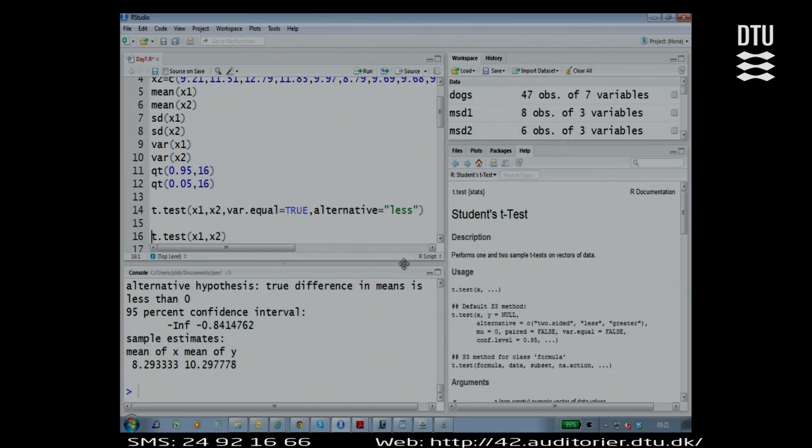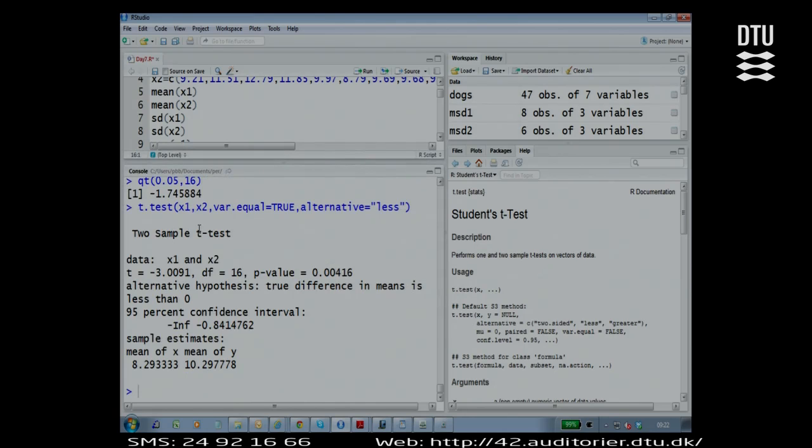Here it comes. Two-sample t-test. The t, as I've computed it, the degrees of freedom, and the p-value. Now it found the p-value. I didn't find the p-value from before. I could have found the p-value by finding the probability to the left of minus 3.0091 using a t-distribution with 16 degrees of freedom.